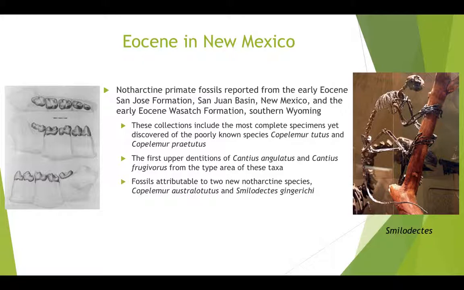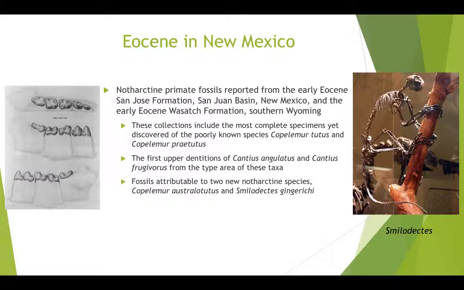We also have the first upper dentitions for Cantius angulatus and Cantius frugivorus from the type area of these taxa. Cantius frugivorus really focusing on this emerging fruit diet. At this point, no anthropoids were in New Mexico to compete with these early prosimians. And then we've got two new named species. These two new Notharctine species, Copelemur australotutus and Smilodectes gingerichi.